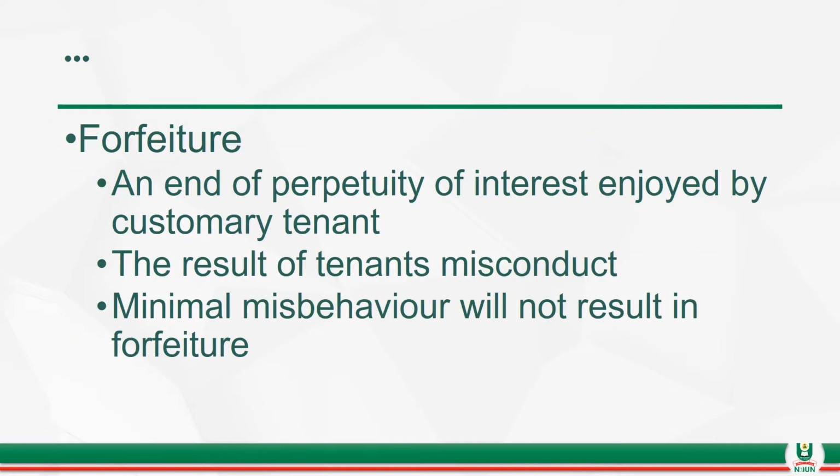And the third way in which a tenancy will be determined will be forfeiture. So where the tenancy comes to an end because it has been forfeited, it means that the perpetuity of interest that is supposed to be enjoyed by the customary tenant has also come to an end. And usually, forfeiture comes up as a result of the tenant's misconduct or misbehavior.